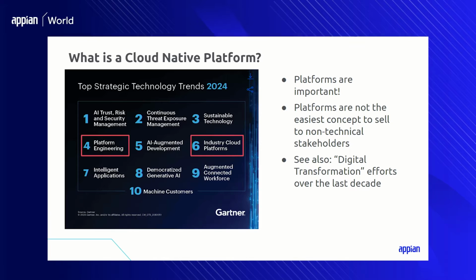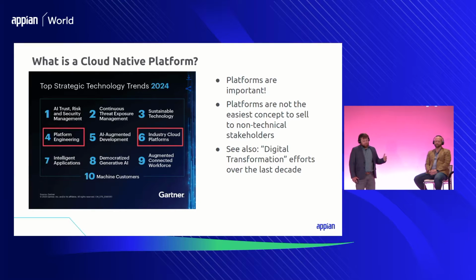So what is a cloud native platform? Cloud native platform is one of the most strategic technology trends for 2024. Gartner, pretty respected resource for these sorts of conversations. And I've highlighted here in red platform engineering and industry cloud platforms. They're important, especially for a company like Appian that's hosting software and making it available to customers. However, they're not necessarily the easiest concept to sell to non-technical stakeholders in a software company. Defining what they are, defining how they work and what the benefit is can be a challenge.